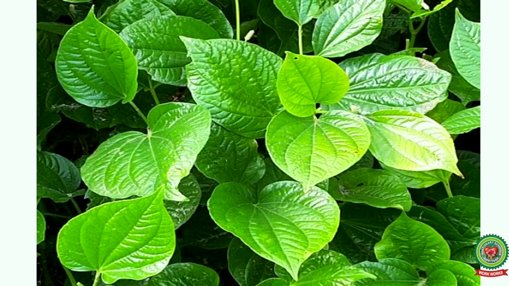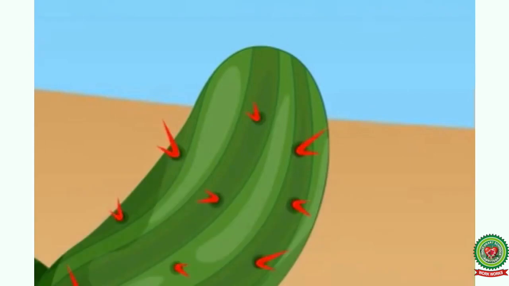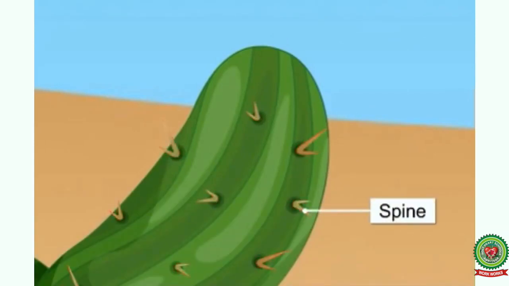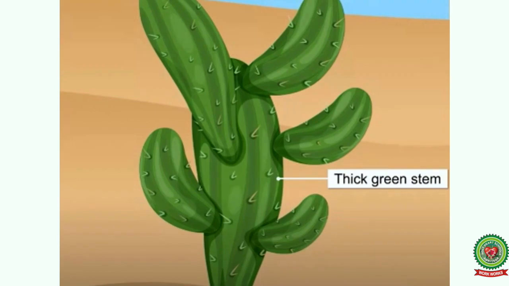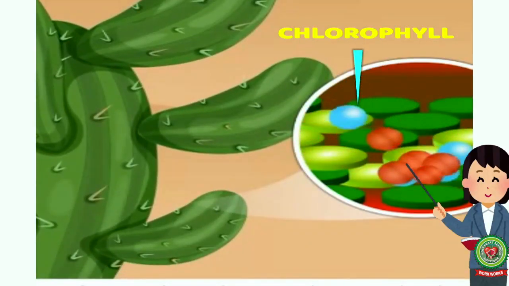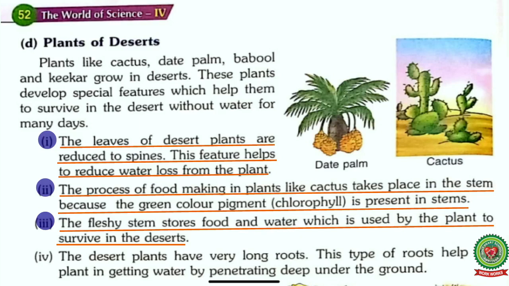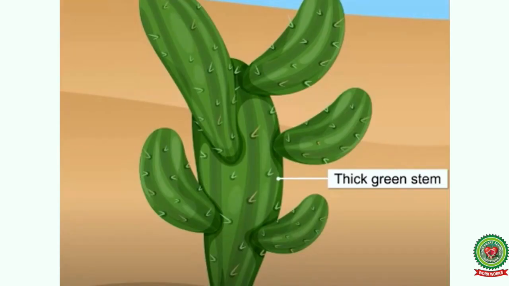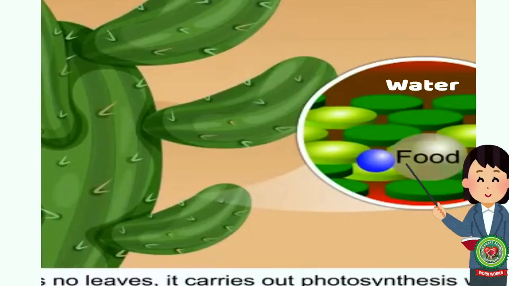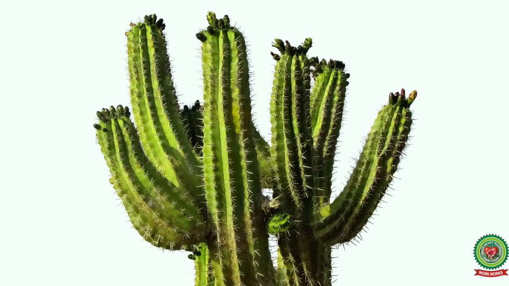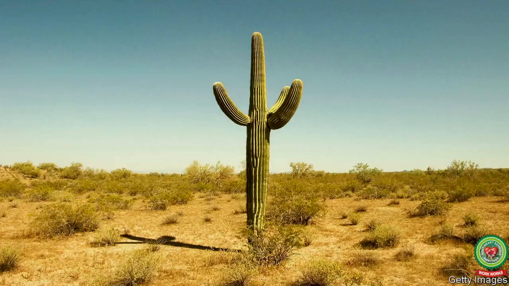In other plants, leaves prepare the food. But students, in desert plants, leaves are modified into spines. But the food in desert plants is prepared by the stem, as it is green in color due to the pigment chlorophyll. Number 3. The fleshy stem stores food and water which is used by the plants to survive in the deserts. Another function of stem is that it stores the food and water which is used by the desert plants to survive in the desert.